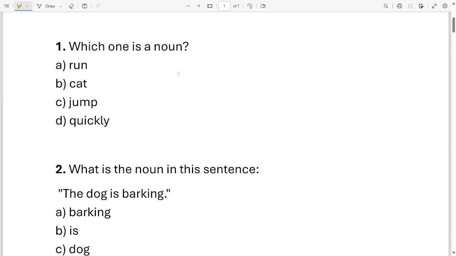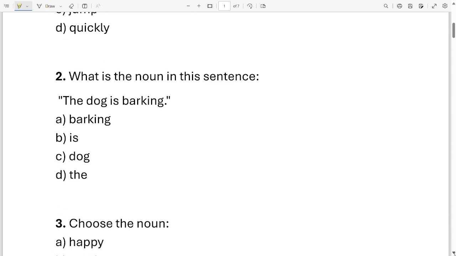Okay, the first question, which one is a noun? Here you have been given 4 options and you have to identify which option is a noun. Your options are run, cat, jump, quickly. Now quickly identify which one of them is a noun. Is option A a noun? Is option B a noun? Is option C a noun? Or is option D a noun? Which one is a noun? It is option B. Cat is a noun.